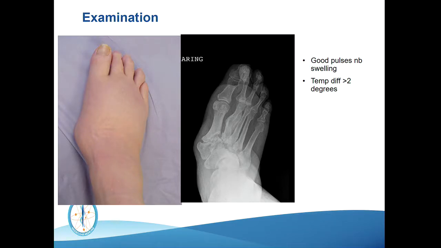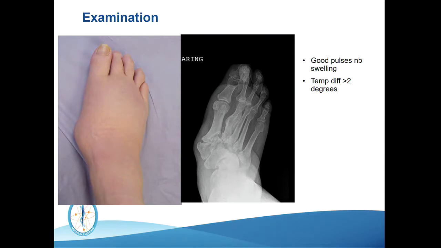We're trying to diagnose earlier than this, but the things that we're looking for in examination are a temperature difference of more than 2 degrees. You can imagine that a clinical sign like that's not going to be incredibly reliable, but that is the clinical sign which they use most often. And we're also expecting patients to have good pulses, but that can be a bit difficult as well when the patient's got such a swollen foot.